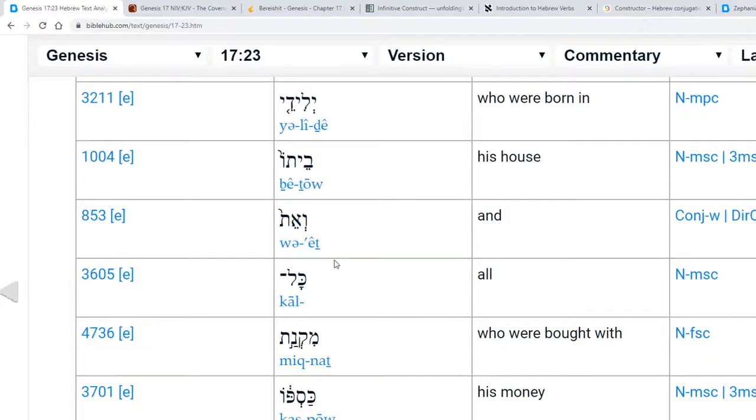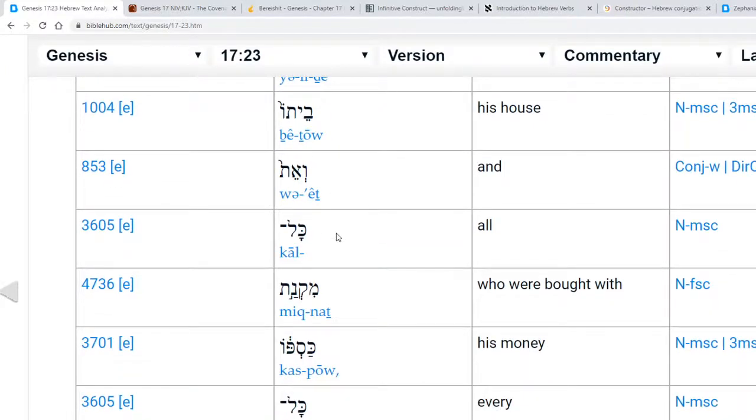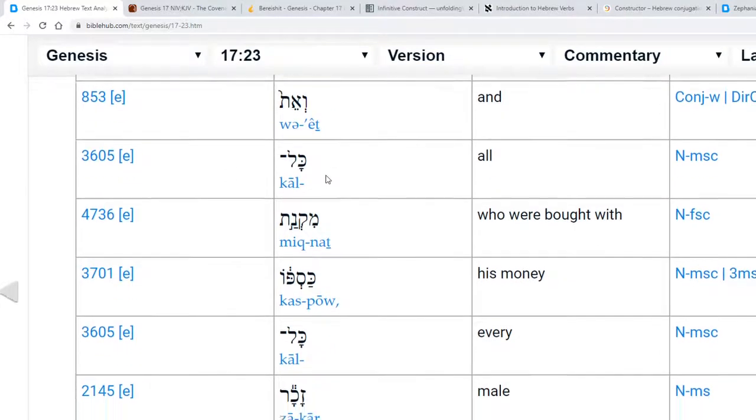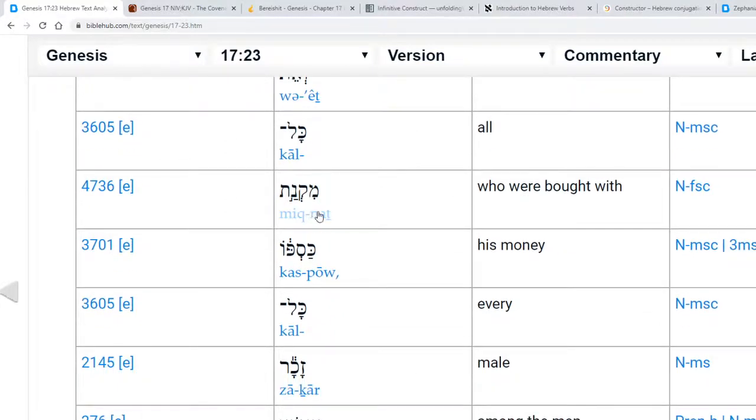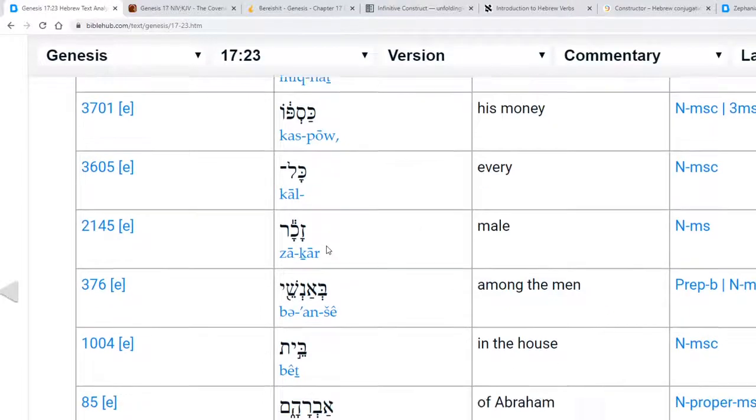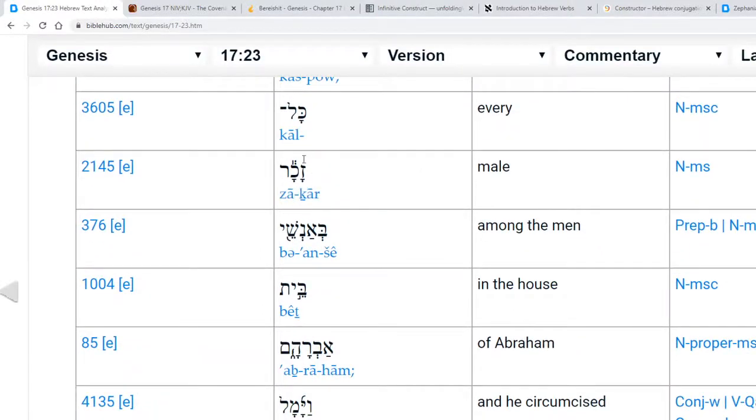Beito. Ve'et, conjunctive vav, direct object marker, kol meaning all. Miknat kaspo, we spoke about it before. This is one smichut. Those who were bought with his money. Kesef meaning money, kaspo is his money. Kol zachar, all the males. And like I said, zachar actually also means to remember.